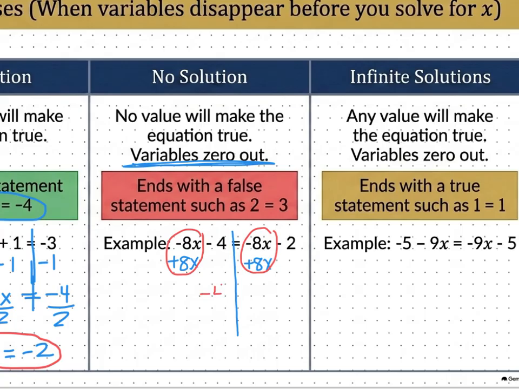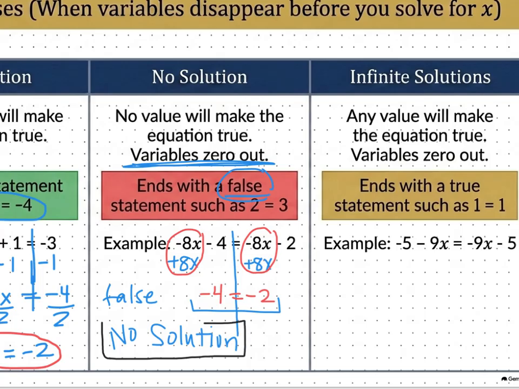So I'm left with negative 4 equals negative 2. Well, that is a false statement. So whenever I have a false statement like this, then my answer is going to be no solution. And just keep in mind that my answer is not a number, and my answer is not false. The actual answer will be no solution.